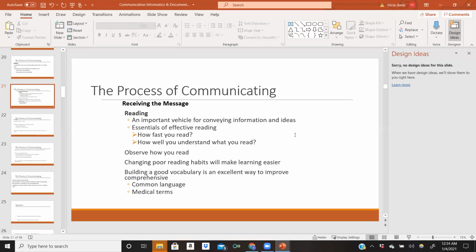So you have your common language and your medical terms. So what can you do to build a good vocabulary? Well, you can make flashcards. You can practice at home. You can make a list of common language that you hear. You could even make a list of these abbreviations and symbols and take it with you when you go into the clinical setting or when you're working. It's good to have these lists, and it shows that you care enough to learn and that you want to make sure that you always have the right information around so that you can speak appropriately to your patients.